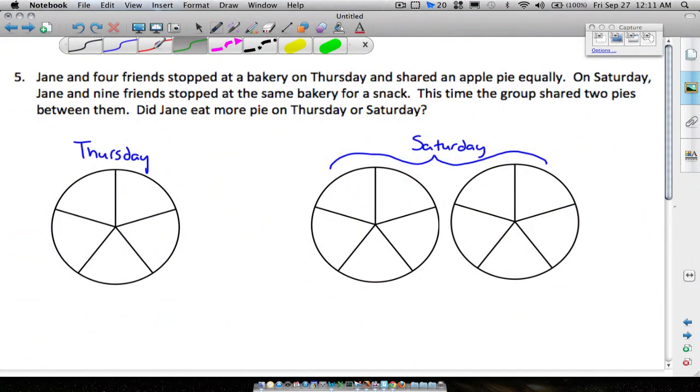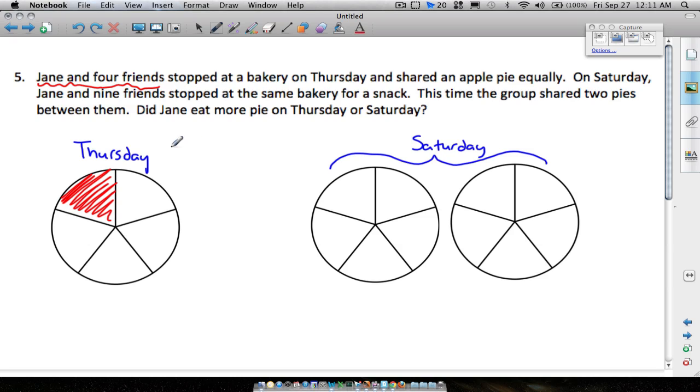All right, on to the next problem, number 5. Jane and 4 friends stopped at a bakery on Thursday and shared an apple pie equally. Be careful how you read this. Jane and 4 friends. So if Jane was with 4 friends, there's 5 people. If they shared an apple pie equally, that means Jane got 1/5 of a pie.